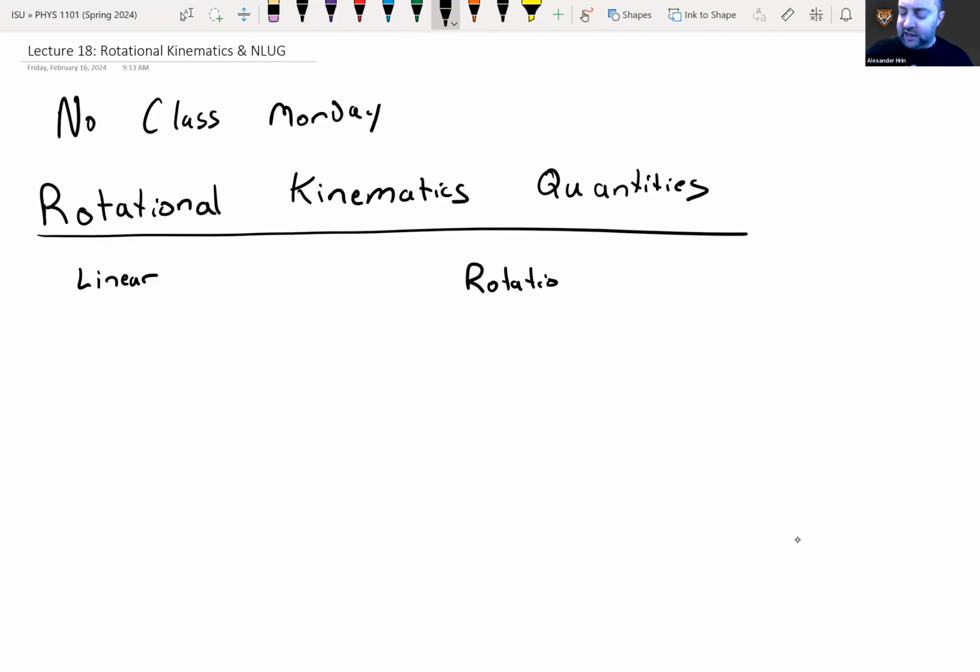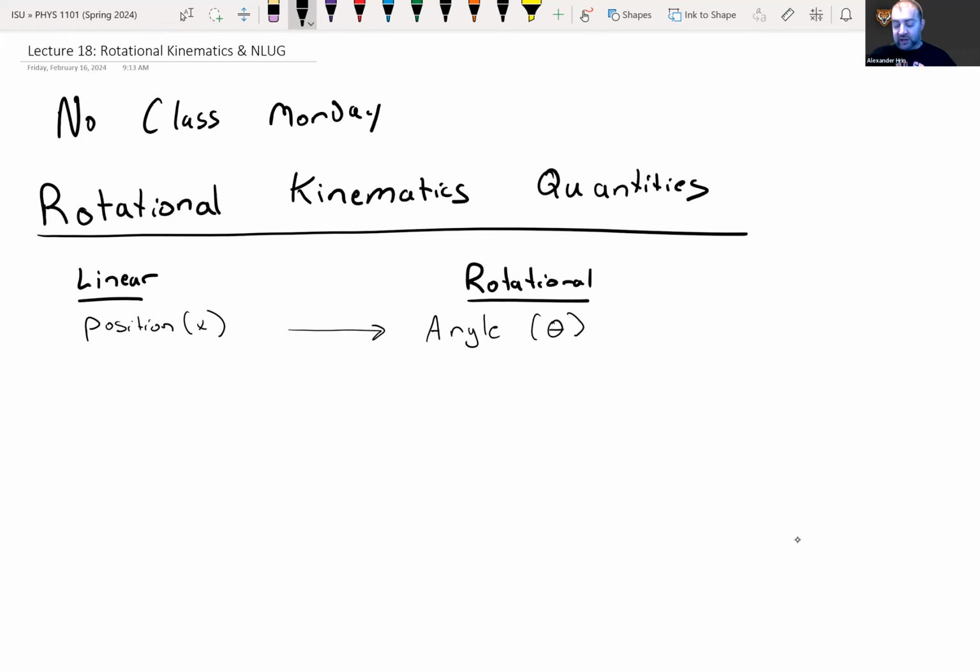And what we'll see is that the quantity in linear more or less corresponds to a similarly named quantity in rotational kinematics. Now, the first one is going to be position. The symbol we used for linear position was just X, sometimes R. In rotational, that's going to correspond to angle. And the symbol you'll see used is typically just theta.